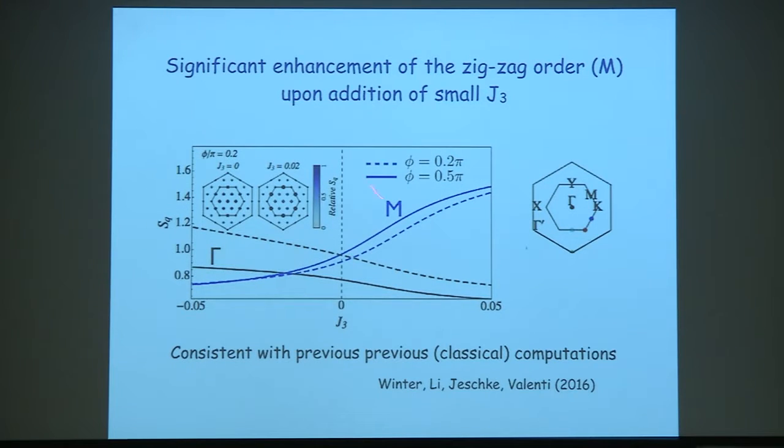Also, if you add a small J3, then you can see that the zigzag magnetic order is significantly enhanced. So this supports the scenario that the K gamma model may support the quantum spin liquid, but if you add this third neighbor Heisenberg term, that may be the reason why we see a zigzag magnetic order.